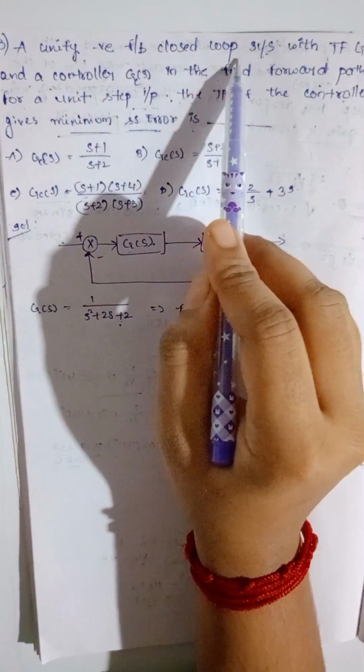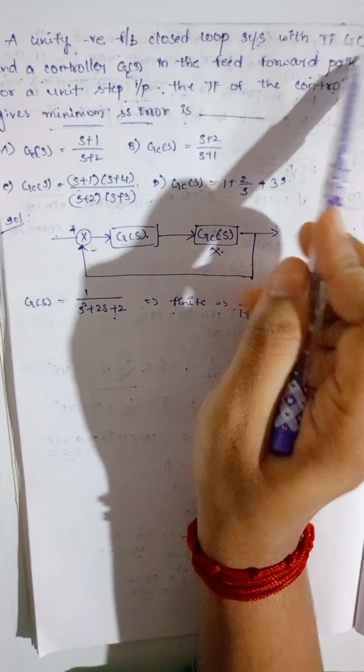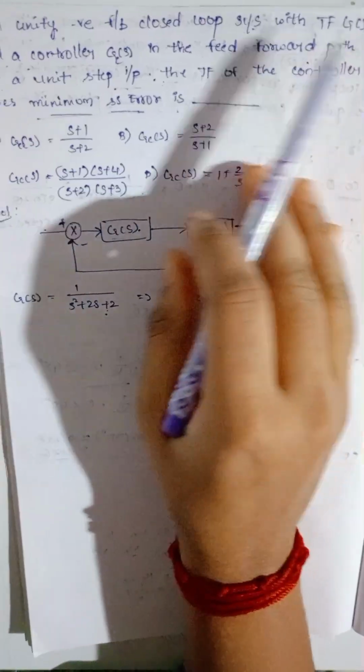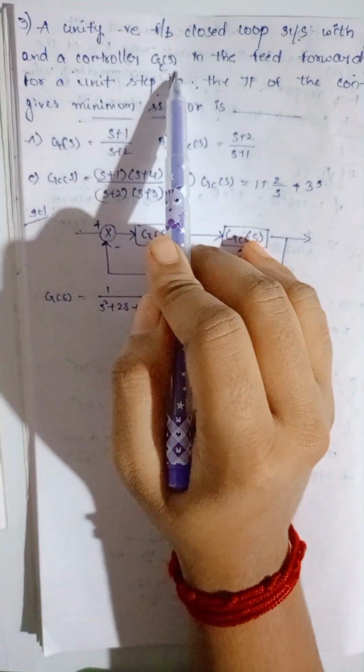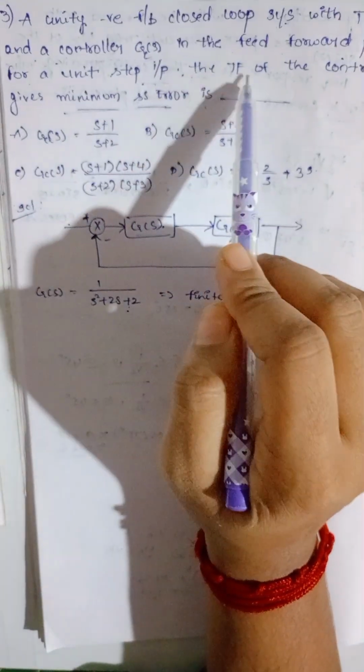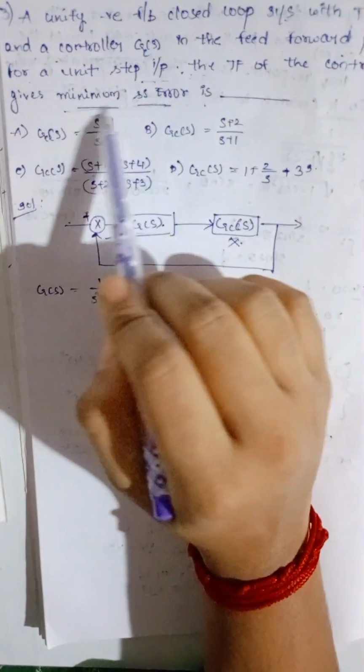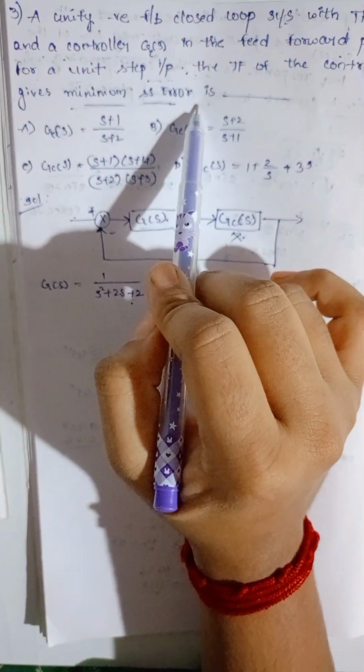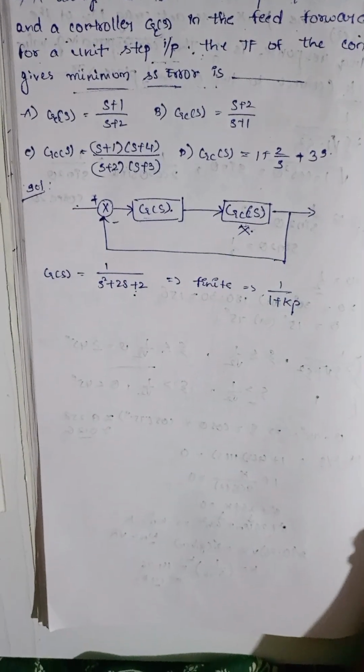A unity negative feedback control loop system with transfer function G(s) equal to 1 by s square plus 2s plus 2, and a controller is Gc(s) in the feedback forward path. For a unit step input, find the transfer function of the controller that gives the minimum steady state error. He is asking to find the minimum steady state error.